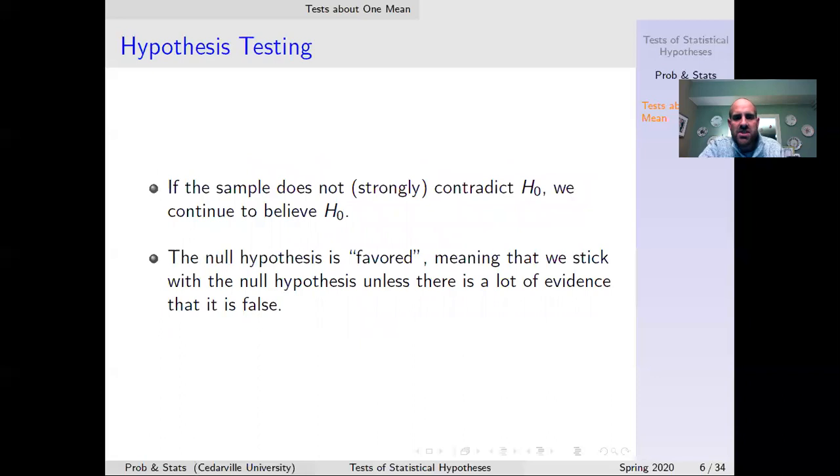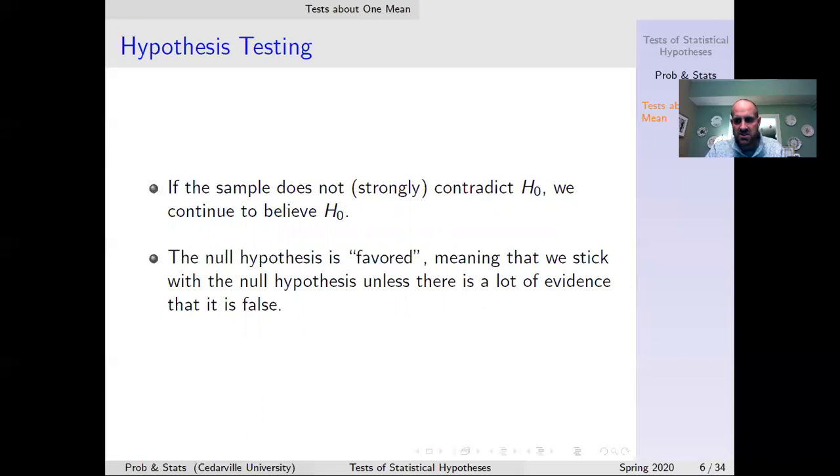If the sample does not strongly contradict the null hypothesis, then you just continue to believe the null, okay? And the Null Hypothesis is favored, meaning that we stick with the Null Hypothesis unless there's a lot of evidence that is contradictory to the assumption of the null, okay?